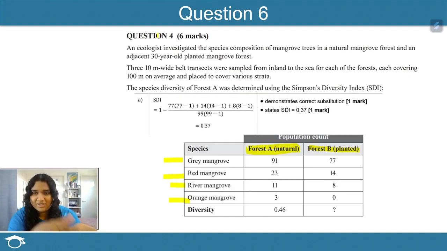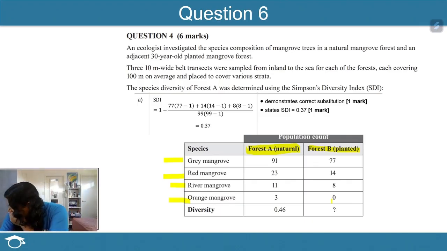So this is what they've given you in the marking guide. Number 1 is the substitution of all of the values. So 1 minus 77 times 77 minus 1 for the grey mangrove, plus 14 times 13 for the red mangrove, plus 8 times 7 for the river mangrove. For the orange mangrove, because its abundance is 0, you do not need to do 0 times -1, because technically speaking, it's not a species that exists in the population.